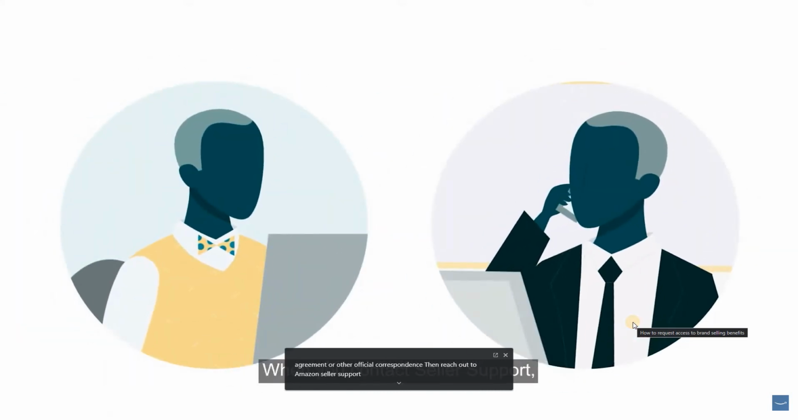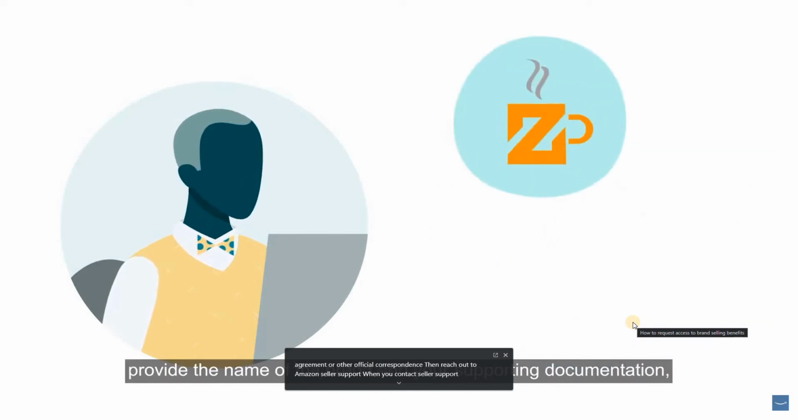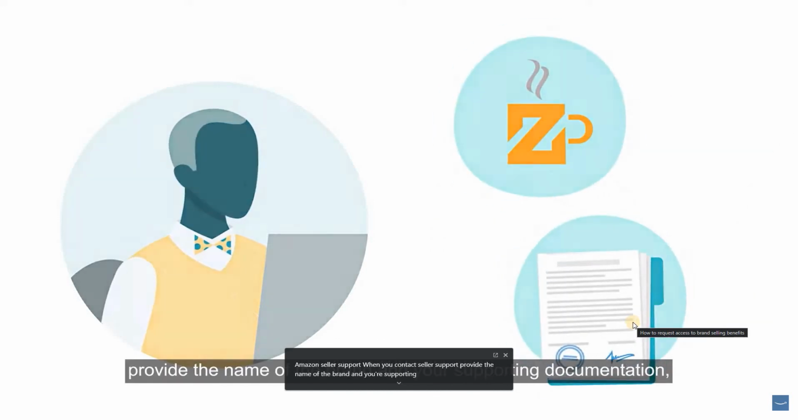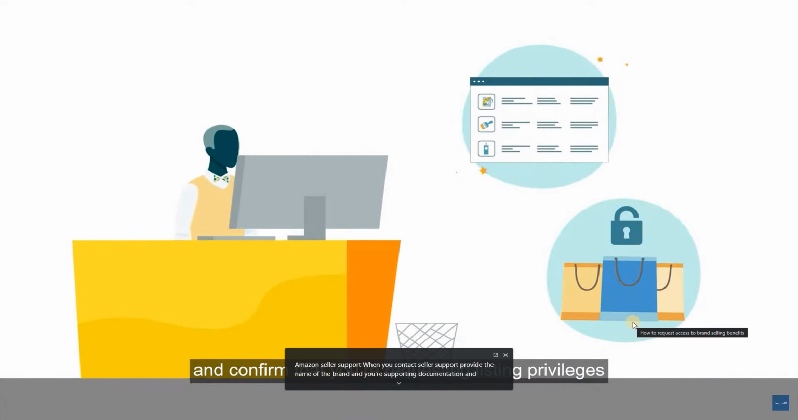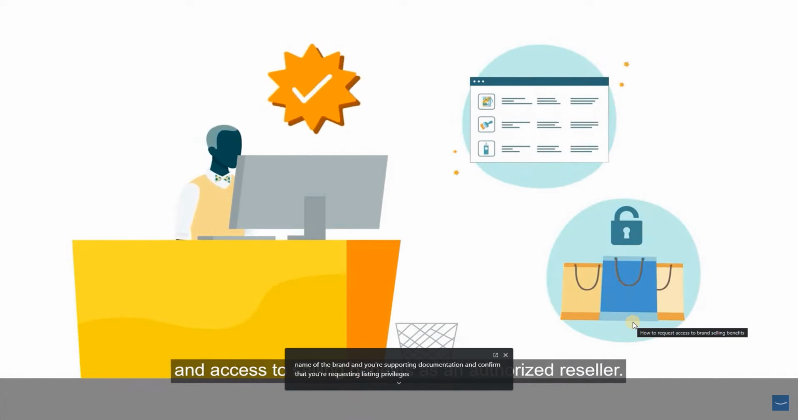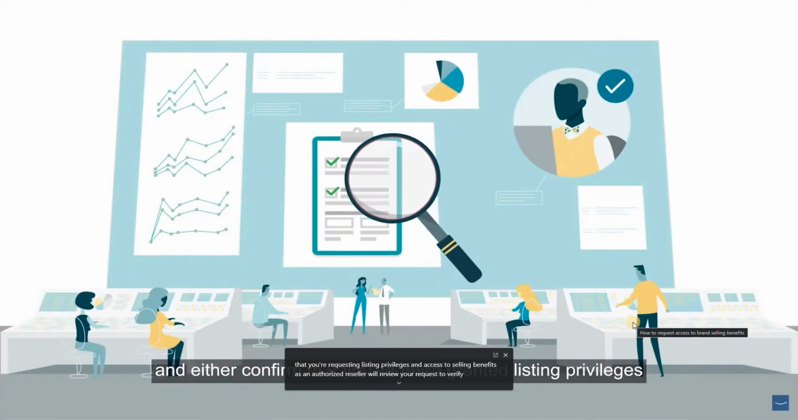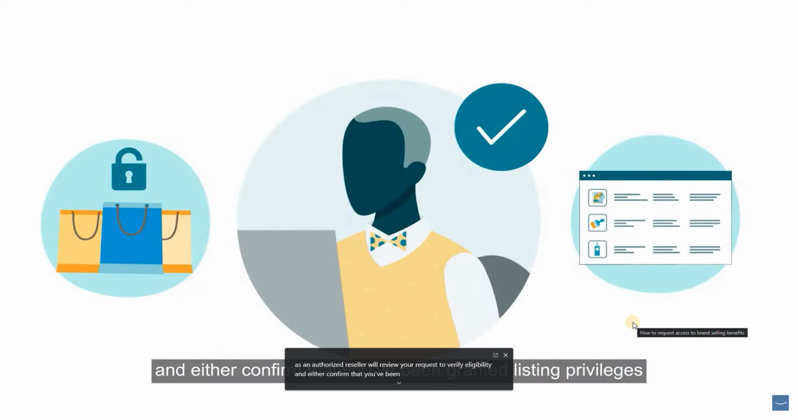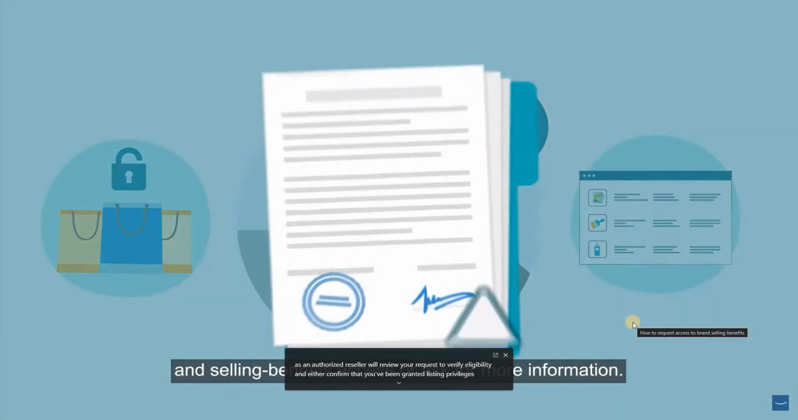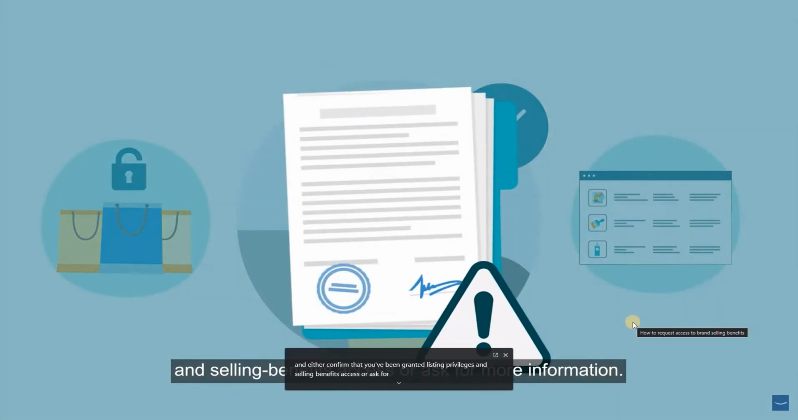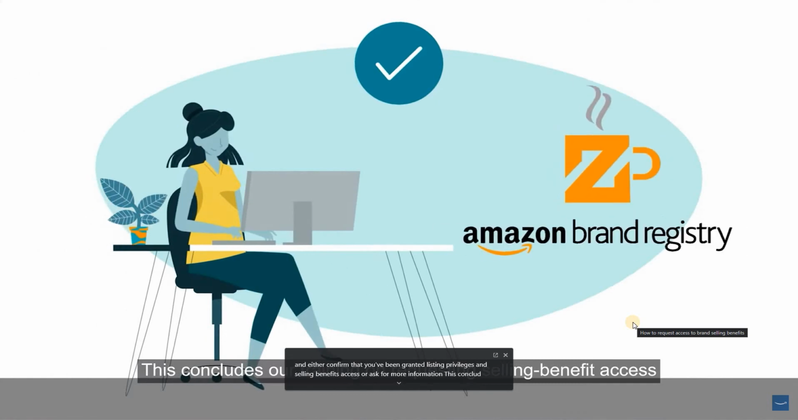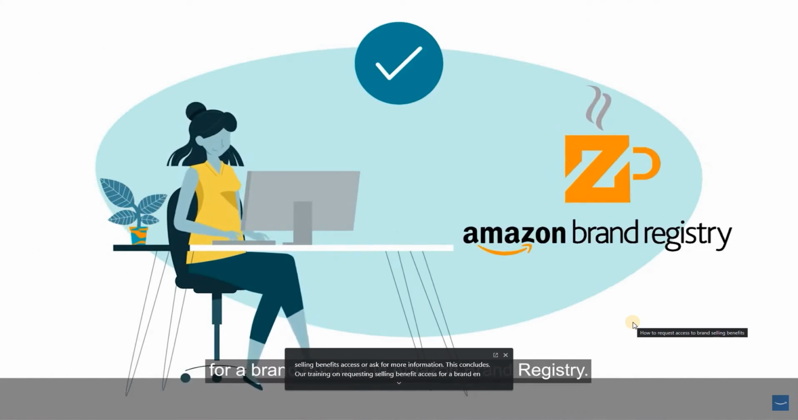When you contact Seller Support, provide the name of the brand and your supporting documentation, and confirm that you're requesting listing privileges and access to selling benefits as an authorized reseller. We'll review your request to verify eligibility and either confirm that you've been granted listing privileges and selling benefits access or ask for more information. This concludes our training on requesting selling benefit access for a brand enrolled in Amazon Brand Registry.